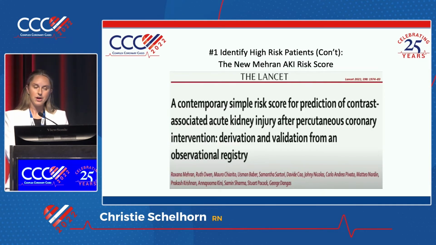However, Dr. Mehran felt that this risk score needed to be updated as it's almost 20 years old. The research that she, Dr. Kinney, Dr. Sharma, and other physicians performed at the Mount Sinai Hospital was published in The Lancet just this past November 2021. What a very big honor, as you can see.